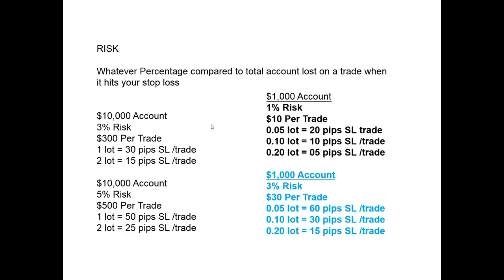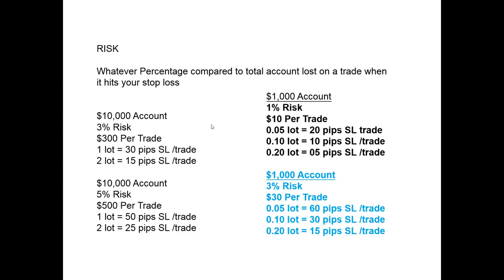One lot, you're only going to be able to have a 30 pip stop loss on it if you're doing 3% risk per trade. Makes sense? One lot, $10 per pip, 30 pips, $300. If you do two lots, 3% risk on a $10,000 account, you're only going to be able to do a 15 pip stop loss.